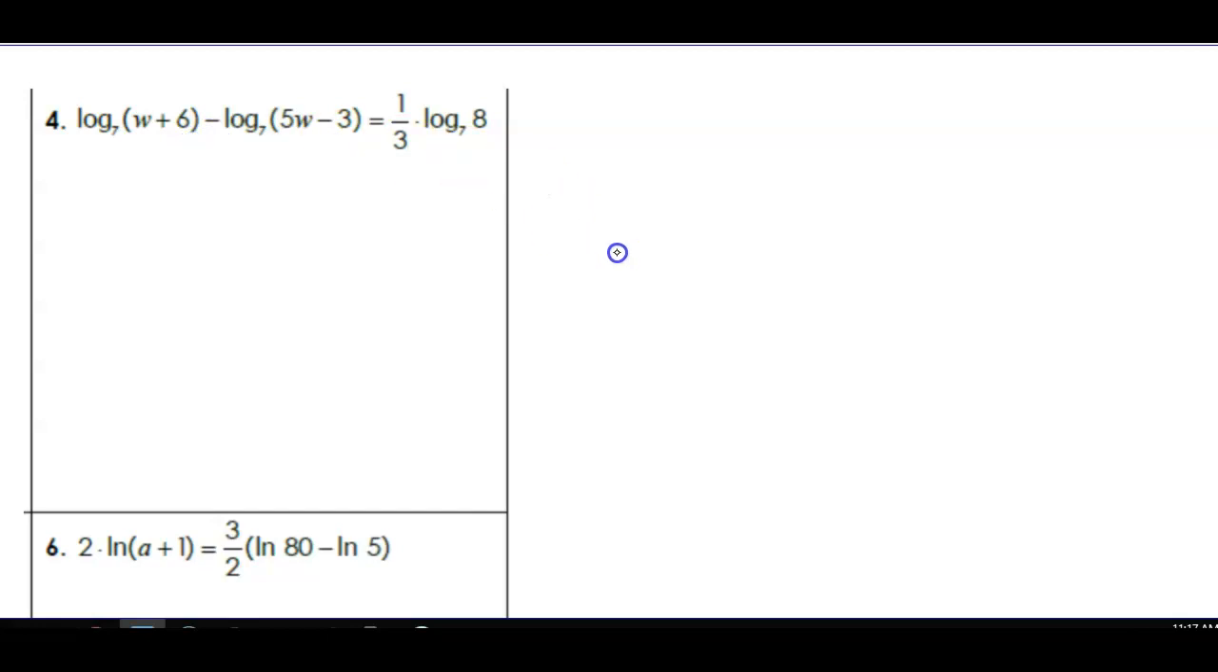Okay, now I have a big mess. I have to rewrite this. I can't just get rid of the logs, okay? You cannot just do this and try to solve. No. The only way you can do that is if there is a single log on each side. Okay?